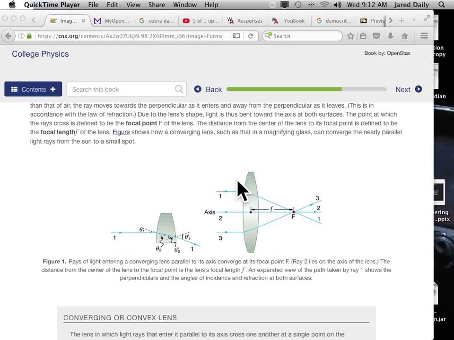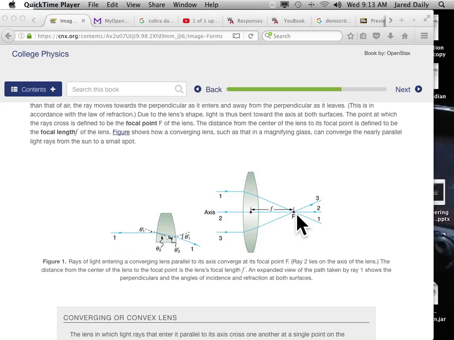And this one is designed to focus light that's coming in parallel. It doesn't have to come in parallel, but if all the light rays are coming in parallel to each other on one side, this lens is designed to focus them at a point that we call the focus of that lens. And that is determined by two things: the curvature of the lens, and the material that the lens is made of.